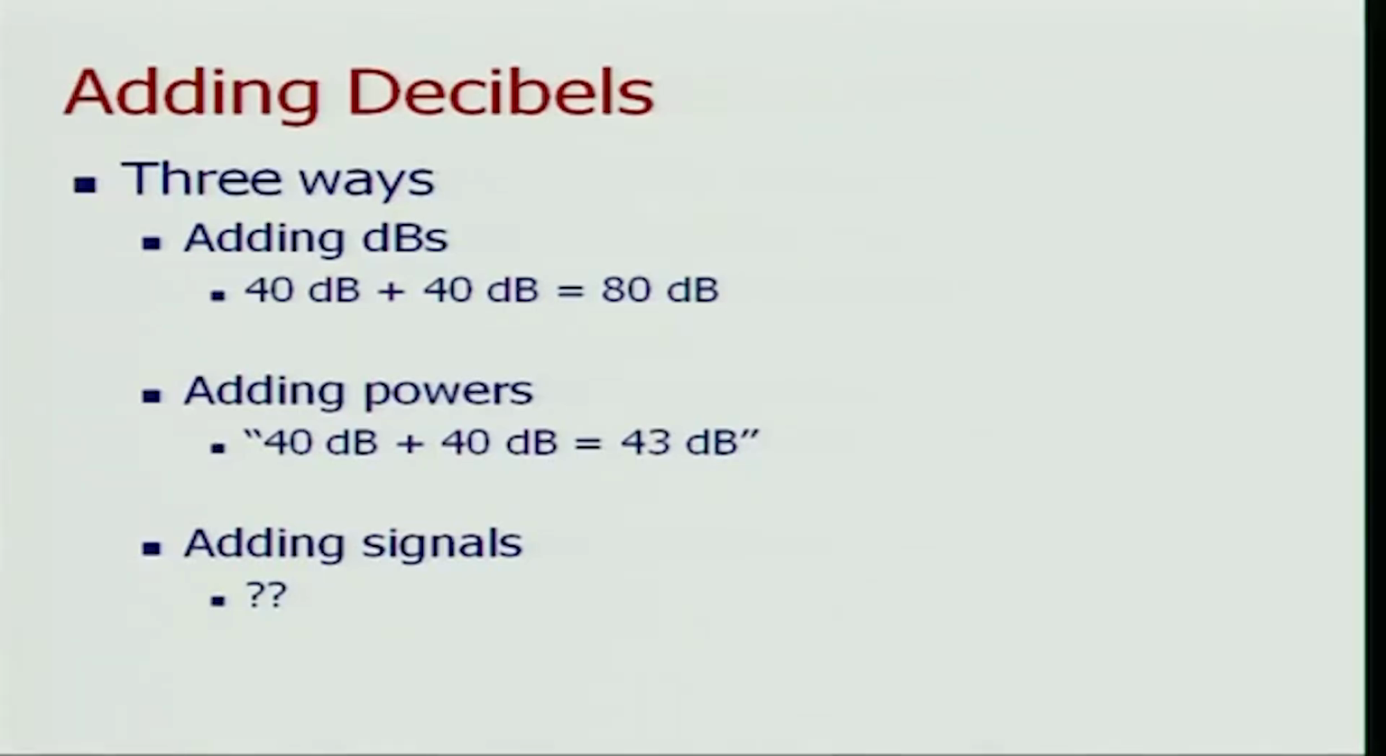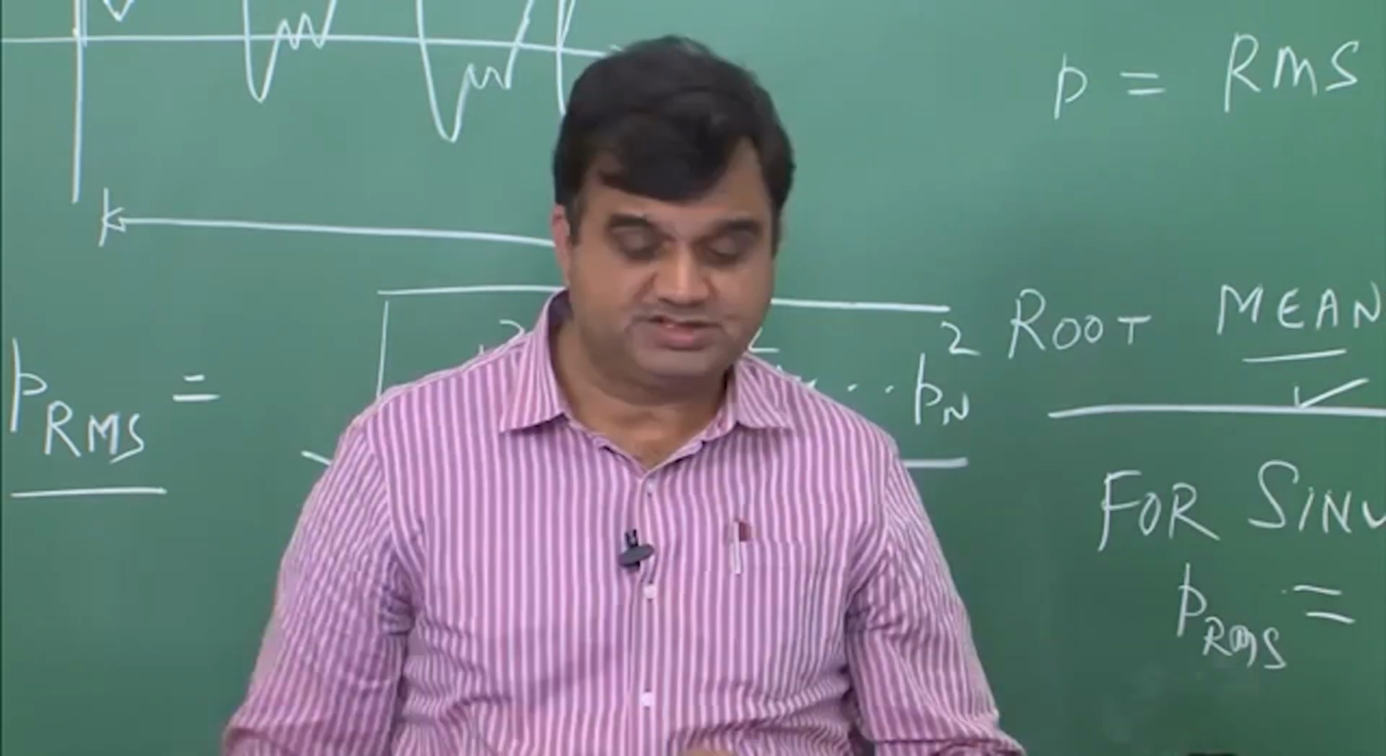Now there could be several ways, and three possible ways I have shown here. One is we add up dBs. So suppose L1 is 40 dB, L2 is 40 dB. Can I argue that it is 80 decibels? The second way is adding up powers, and that gives me 43 decibels. And how do we get 43 dB? We'll see it later. Or do we add up signals or pressures? So there are several ways to add dB, but only one of the ways is correct, and that is what we are going to learn: the right way to add up decibels.